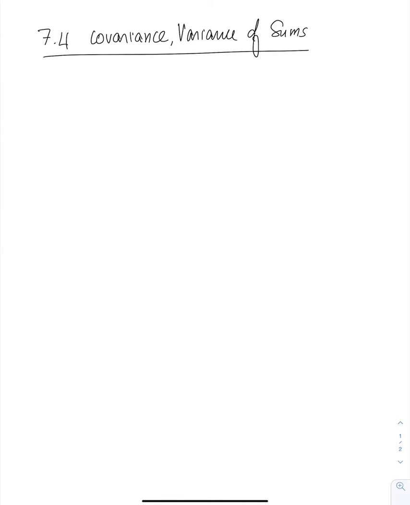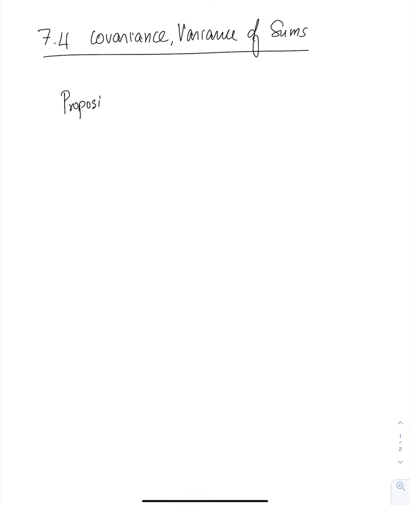Hi again. We're going to continue with chapter 7 now. We finished with 7.2. We're going to skip 7.3 and move on to 7.4. Here we're continuing with what we looked at before, the expectation of a function of two random variables. So let's look at something special that happens in a particular case.